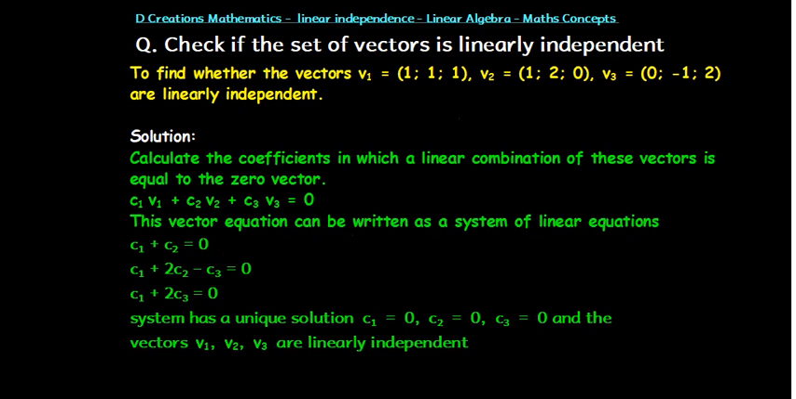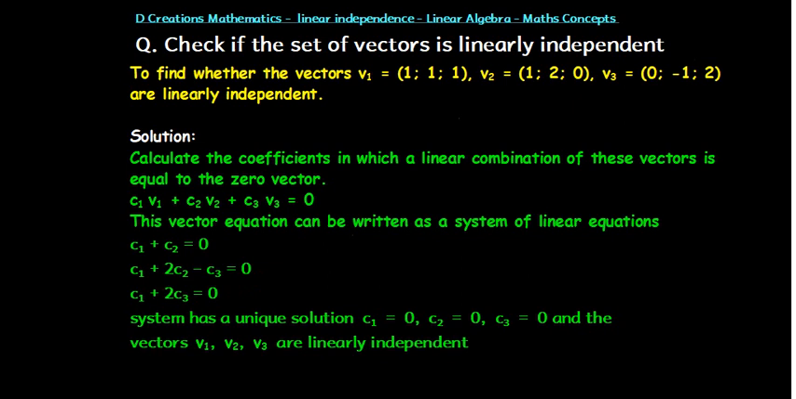Similarly, we move on to the second components of all three vectors. c1v1 will give us c1 into the second component, which is 1, so c1 itself. Similarly, c2v2 will give us c2 into 2, so the second component is 2c2. Similarly, c3v3 will give us c3 into -1, so -c3. So what is the equation? c1 + 2c2 - c3 = 0.